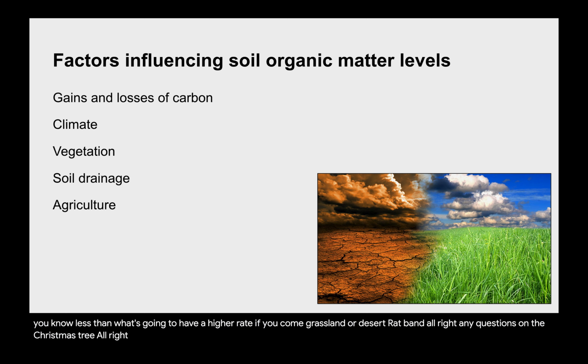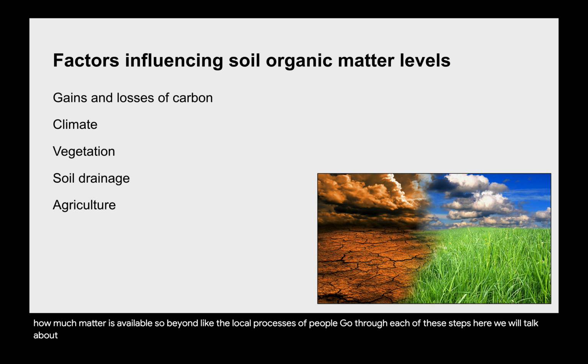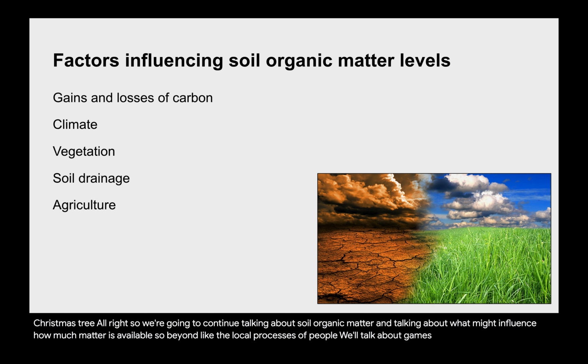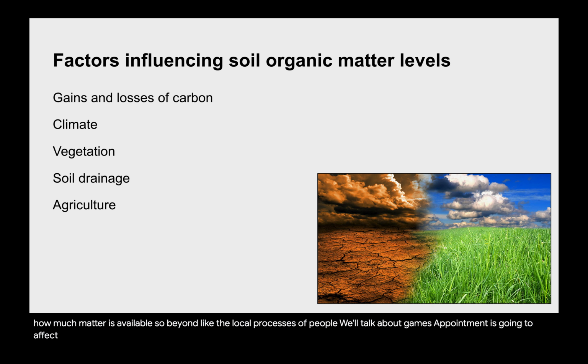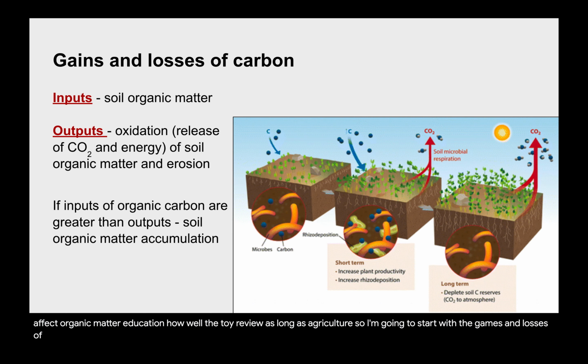All right. So we're going to continue talking about soil organic matter, and what might influence how much matter is available. So beyond the local processes of decomposition, we're going to think more at larger scale here. I'm going to go through each of these steps. We'll talk about gains and losses of carbon, how the climate is going to affect organic matter, vegetation, how well the soil is draining, as well as agriculture. So I'm going to start with the gains and losses of carbon here.